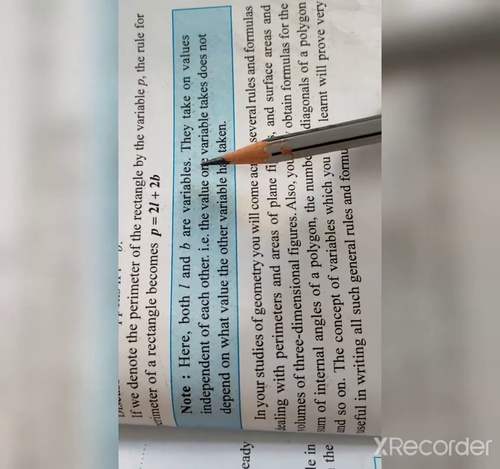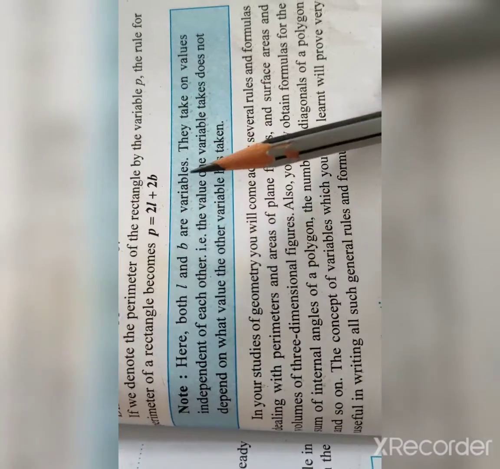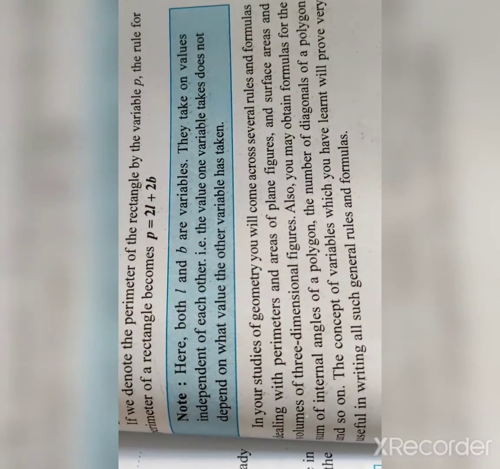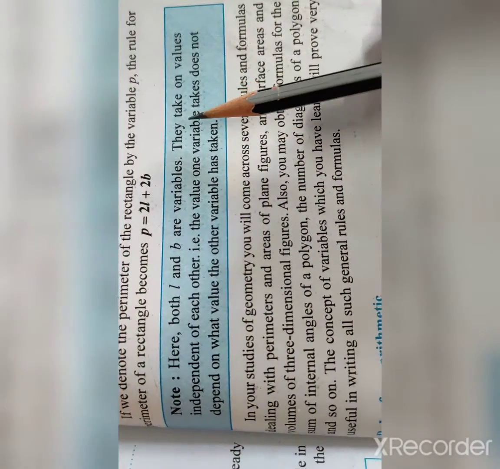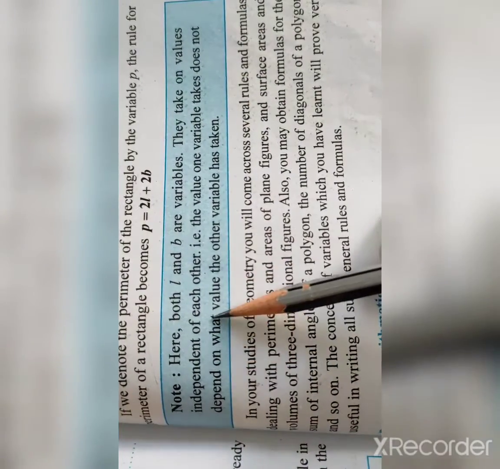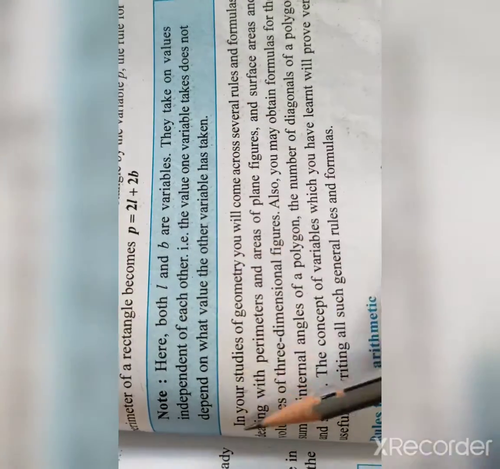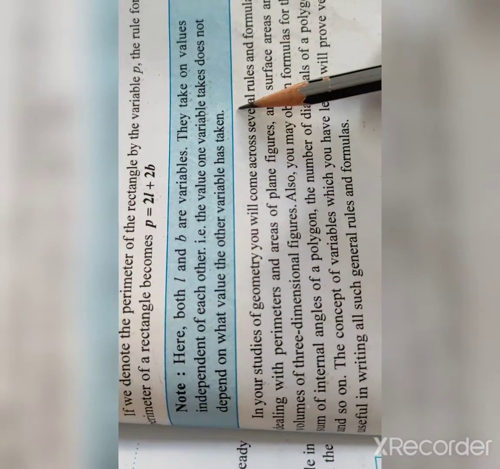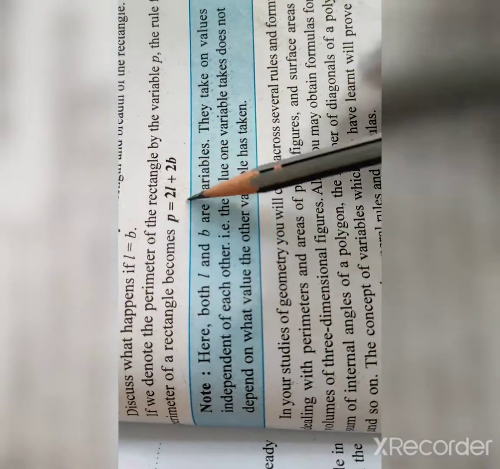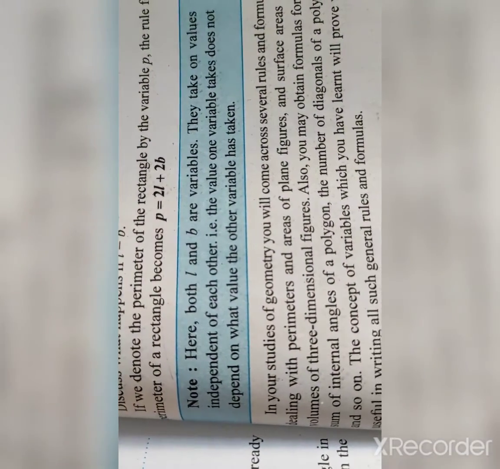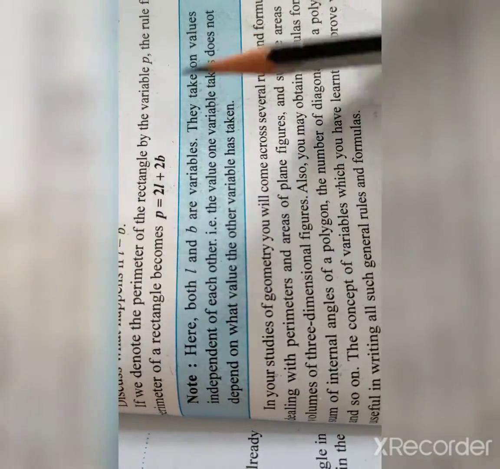Variables take different values. They vary. That's why they are called variables. They take on values independent of each other. That is, the value one variable takes does not depend on what value the other variable has taken. That means both will take different values. They both are not dependent on each other.